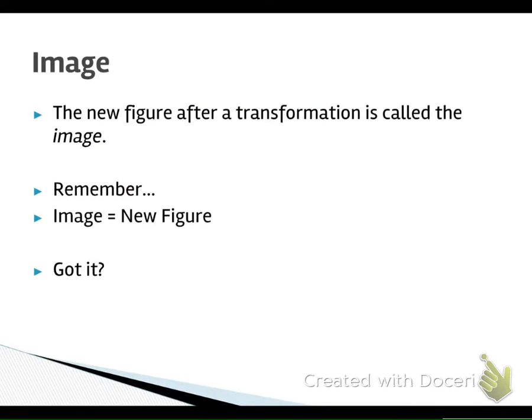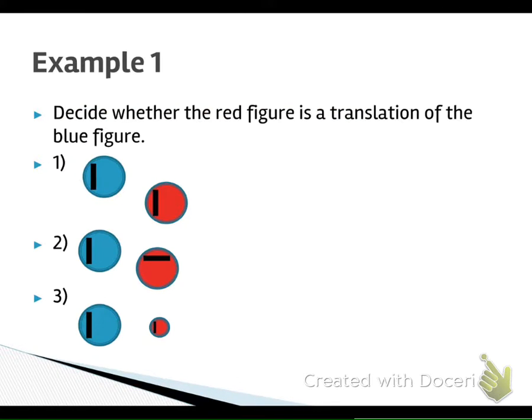So the new figure after a transformation is called the image. That is the next blank. And then the last part, the 2 blanks with an equal sign, is an image equals the new figure. So in this group, we're deciding whether the red figure is a translation of the blue figure. So is the first one a translation? Are we able just to slide it over? Yes, we can. We just literally slid it here. So the answer to the first question is yes.